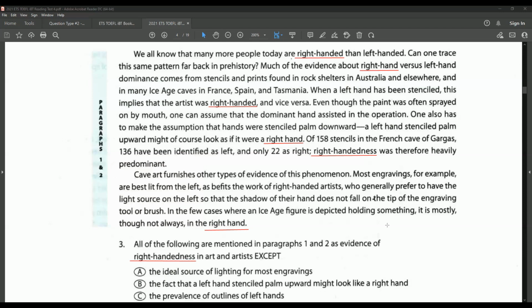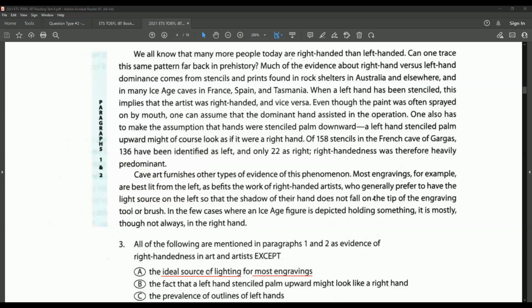And let me give you an example of that. So let's take a look at our choices and see where should I look in the passage using the information from the choices. What is A talking about? The ideal source of lighting. And what does it say about it or ask about it? For most engravings. So I need to find a sentence in my paragraphs that's talking about the ideal source of lighting for most engravings. Now let's take a look.